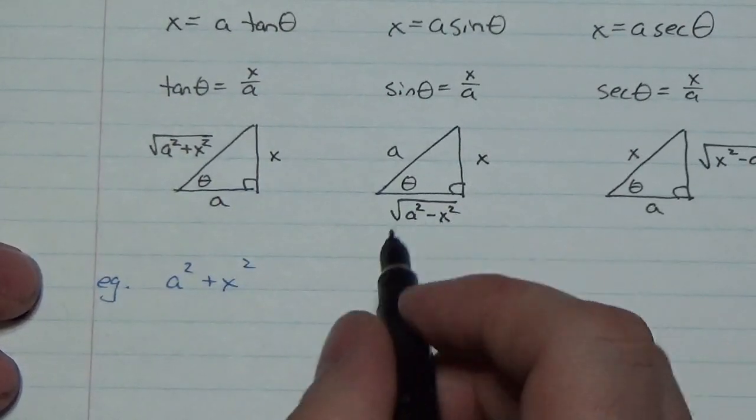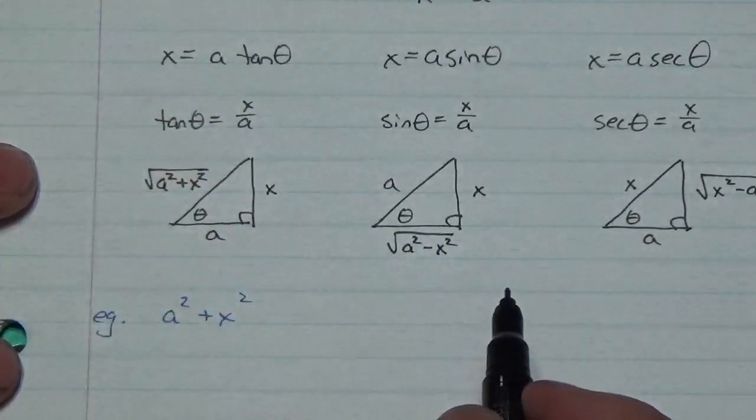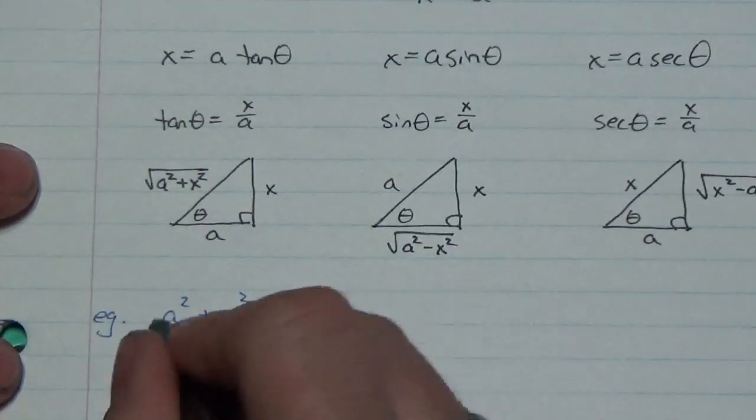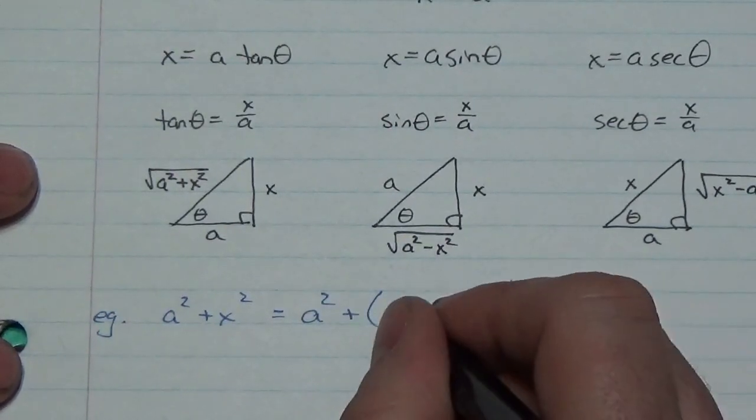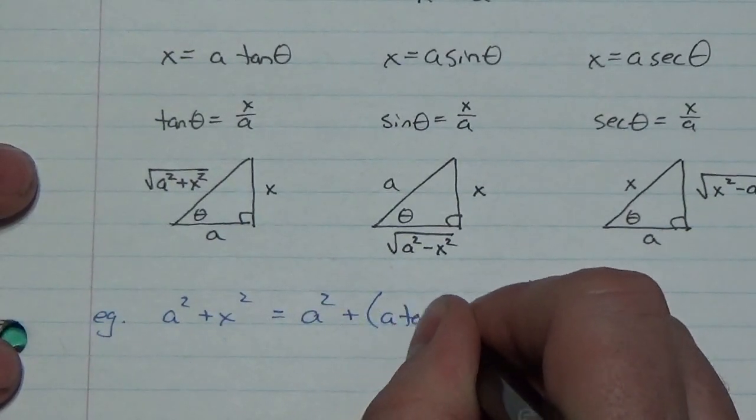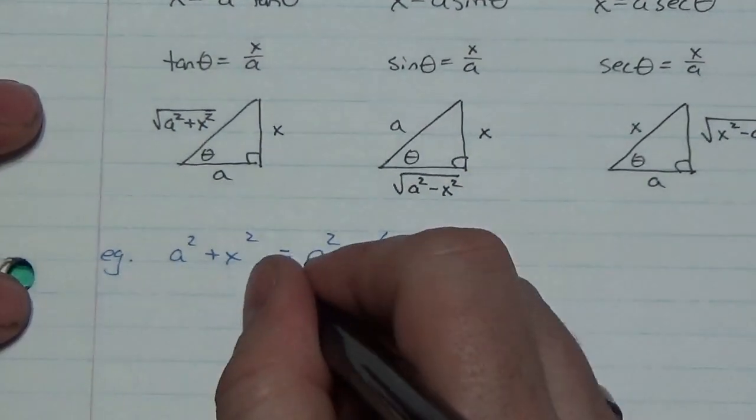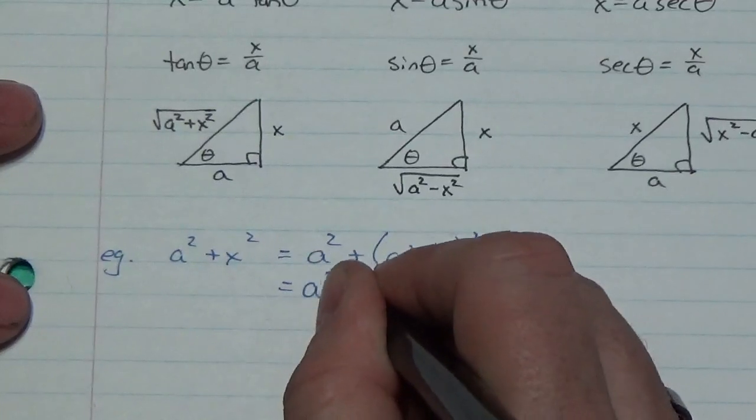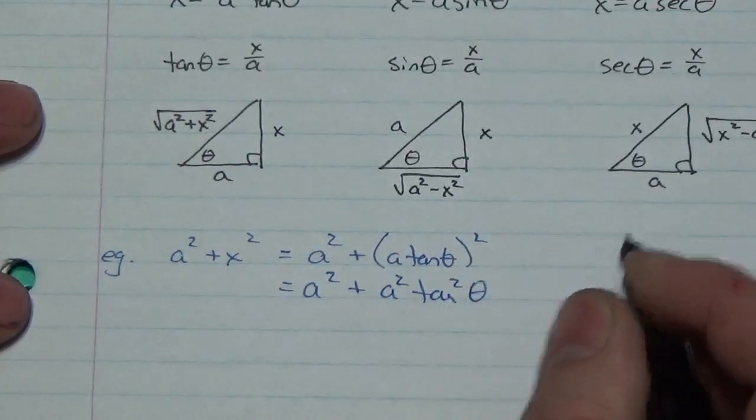Okay? And now we're going to make the substitution here. We're going to let x equal a tangent of theta. So that means this is going to become a squared plus a tangent of theta squared. Okay, well, let's distribute the square. That's not a big deal. So it's going to be a squared plus a squared tangent squared of theta.